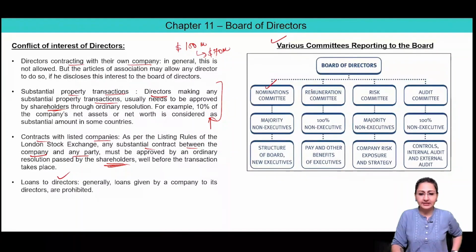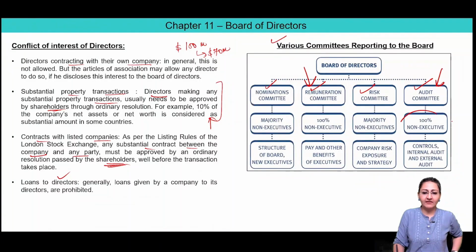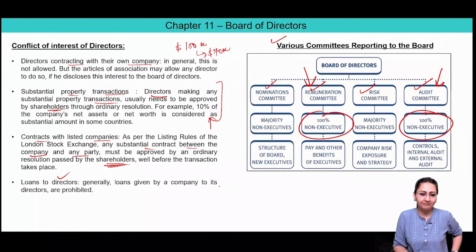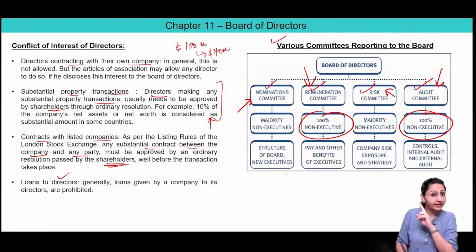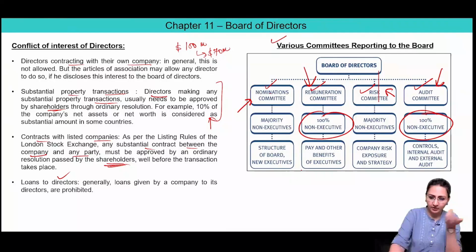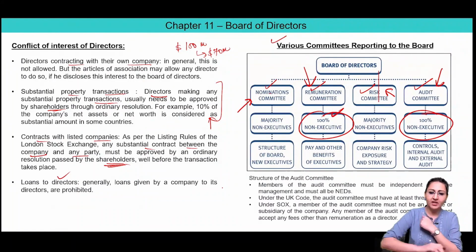There is a nominations committee, there is a remuneration committee, there is a risk committee, there is an audit committee. Now, the remuneration committee and audit committee have 100% NEDs. But under the nominations committee and risk committee, NEDs must be a majority. Remember, remuneration committee and audit committee have 100% non-executive directors. All directors must be NEDs. But when it is nominations or risk committee, the majority should be NEDs. Okay, so I just wanted to cover the NED strength in all these committees.